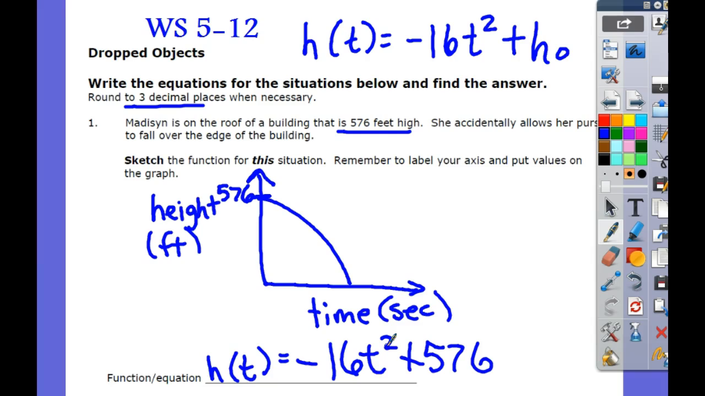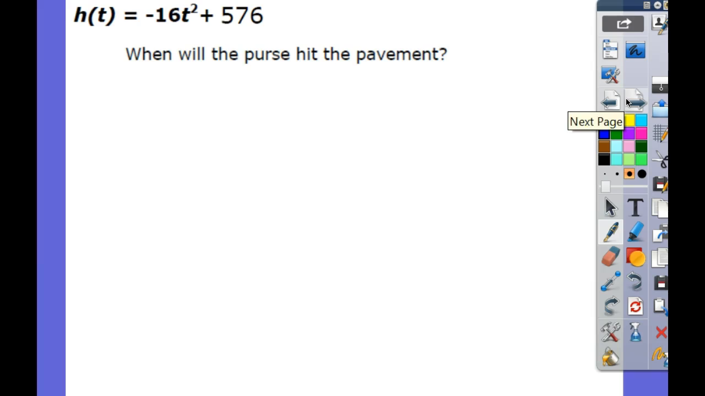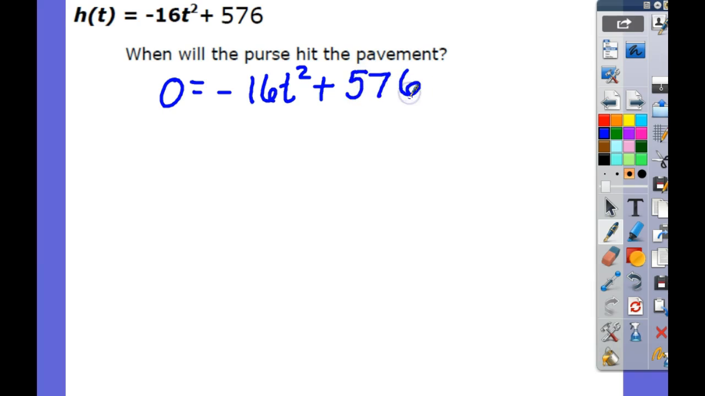Everybody got that much? So now that we have this equation, when will the purse hit the pavement? If it hits the pavement, how high is it going to be? Please solve this on the right answer. You're going to subtract this, divide by this, and then take the square root, and the answer was 6 seconds. So continue on with the next problem.